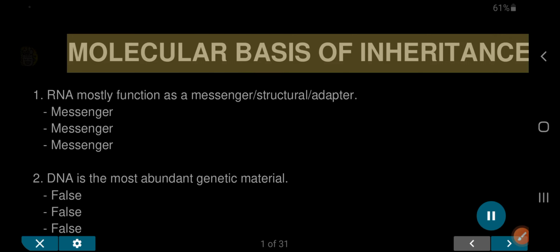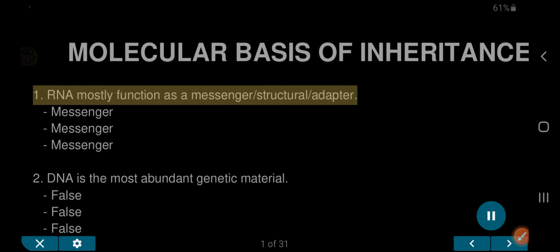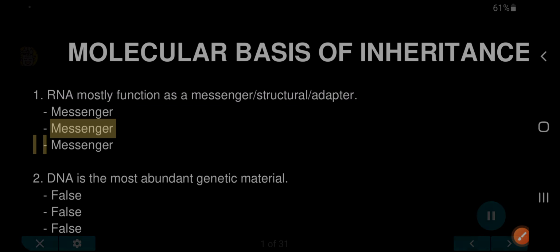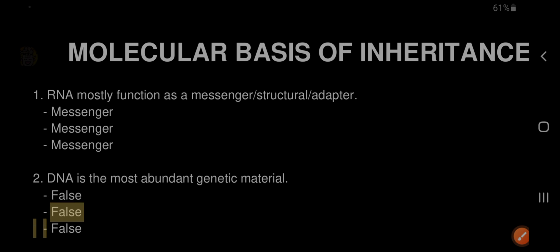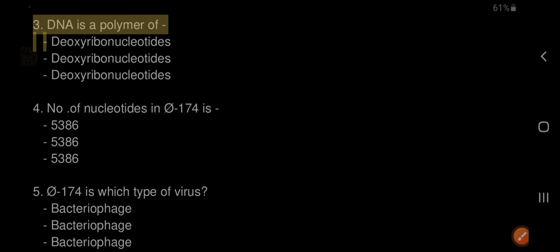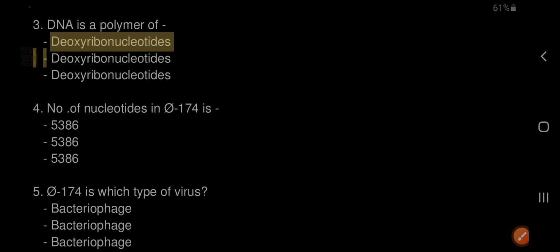Molecular basis of inheritance. 1. RNA mostly functions as a messenger, structural, adapter. Messenger. 2. DNA is the most abundant genetic material. False. 3. DNA is a polymer of deoxyribonucleotides.